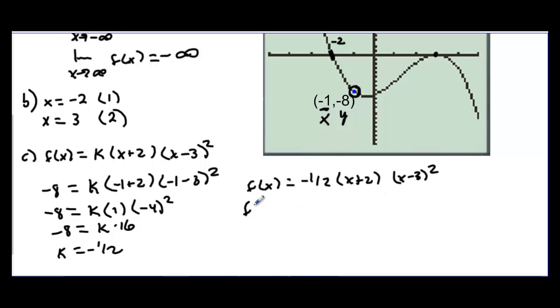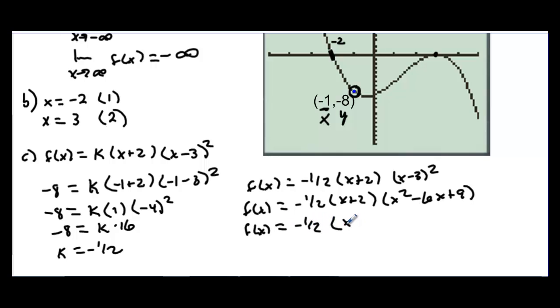and then we have a little bit of algebra to do. We have negative 1/2 times x plus 2 times x squared minus 6x plus 9. F of x is equal to negative 1/2 times, we have x to the third minus 6x squared plus 9x, and then we have 2x squared plus 12x plus 18.